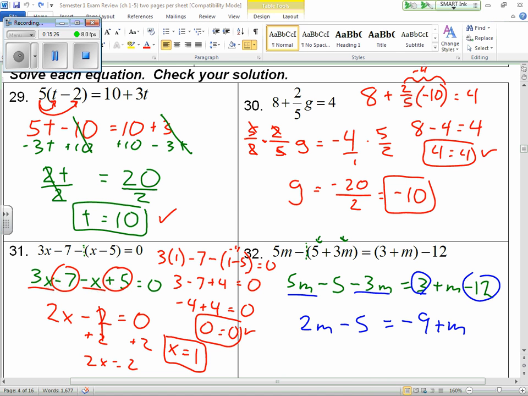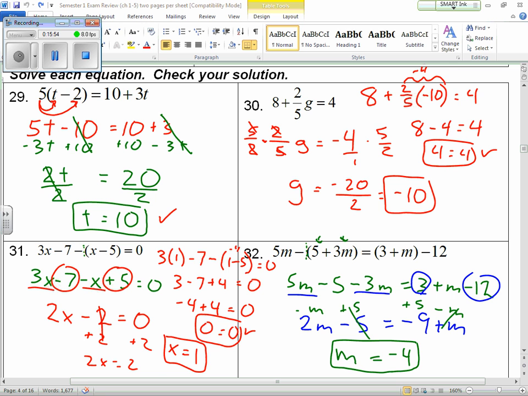Okay. Then I need to add 5 to get all my integers, all my whole numbers on the right. And then I need to subtract m to get all my m terms on the left. That'll leave me with m, negative m and 2m, just 1m. And that gives me negative 4. So I think m is equal to negative 4.